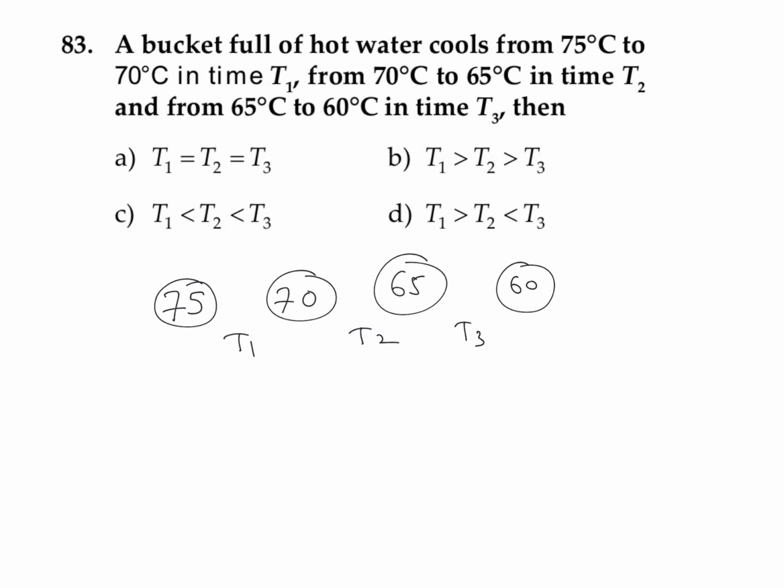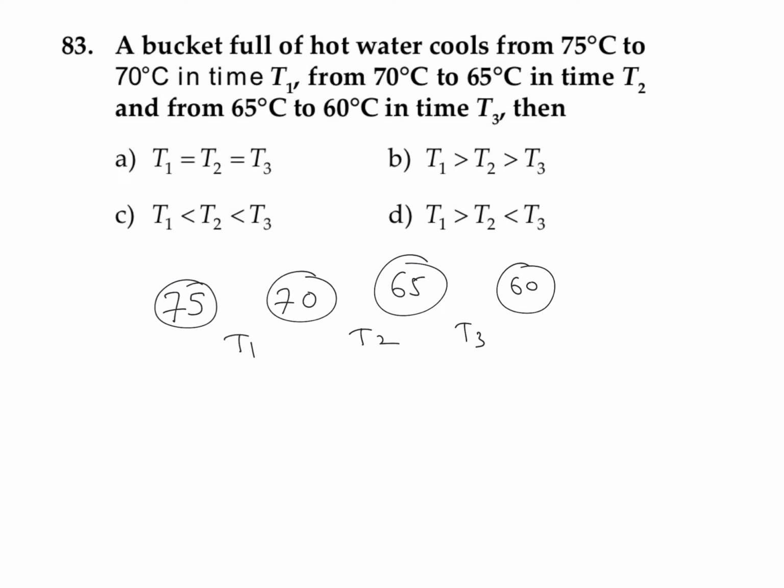Initially the temperature difference between the object and the surroundings is larger, so the rate of cooling is higher. So it will take less time. So we can say that t1 is less than t2. And again, it is going to take more time to change from 65 to 60, so t2 is less than t3.